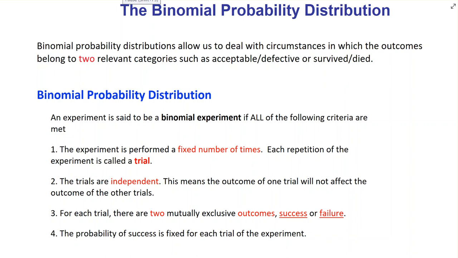And finally, the fourth requirement to be met in order to have a binomial probability distribution is that the probability of success, however it's defined in your problem, is fixed for each trial. So it's not going to change from one trial to the next. So all four of those requirements have to be met before you can go on and do any type of analysis using this binomial probability distribution.